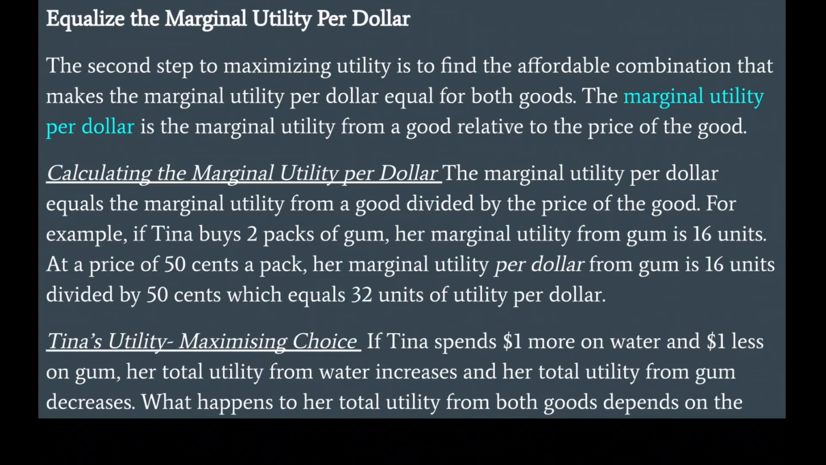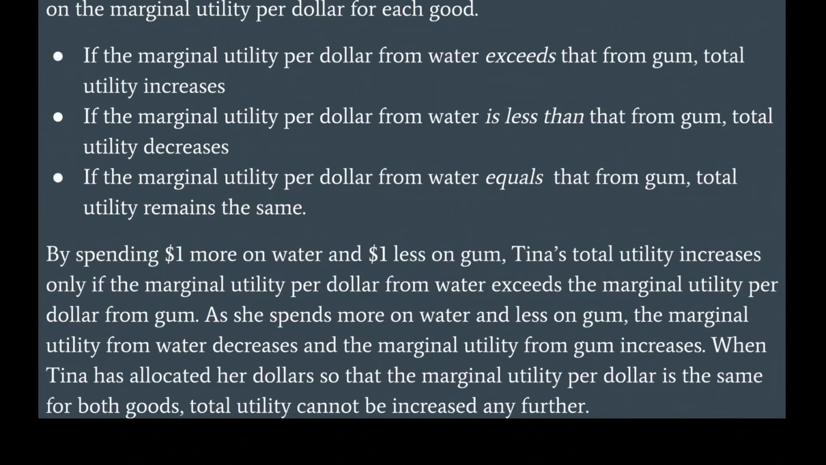Tina's utility maximizing choice. If Tina spends $1 more on water and $1 less on gum, her total utility from water increases and her total utility from gum decreases. What happens to her total utility from both goods depends on the marginal utility per dollar for each good. If the marginal utility per dollar from water exceeds that from gum, total utility increases. If the marginal utility per dollar from water is less than that from gum, total utility decreases. If the marginal utility per dollar from water equals that from gum, total utility remains the same.